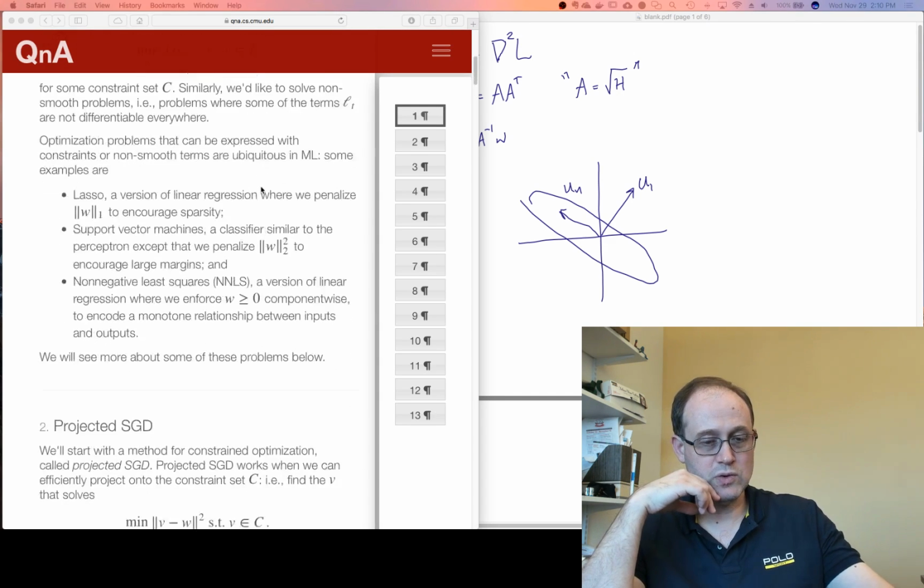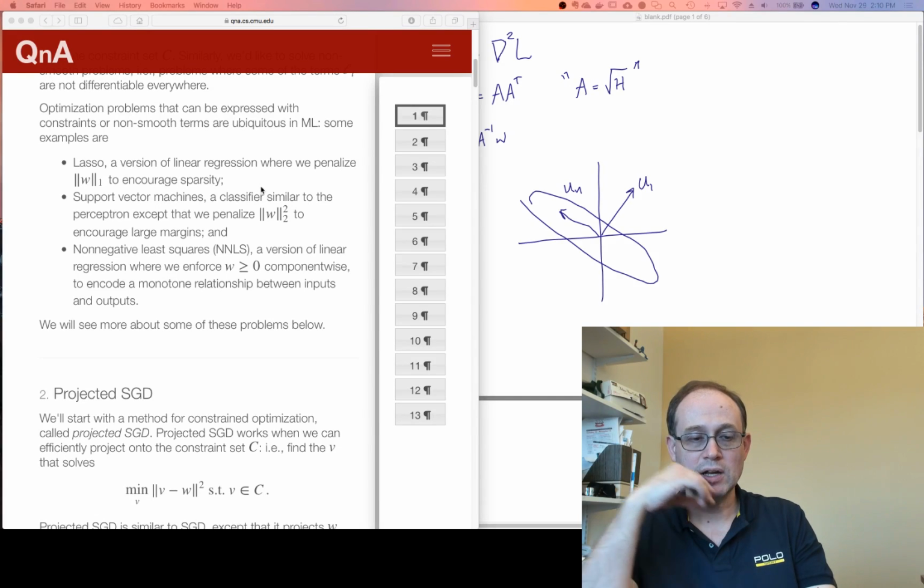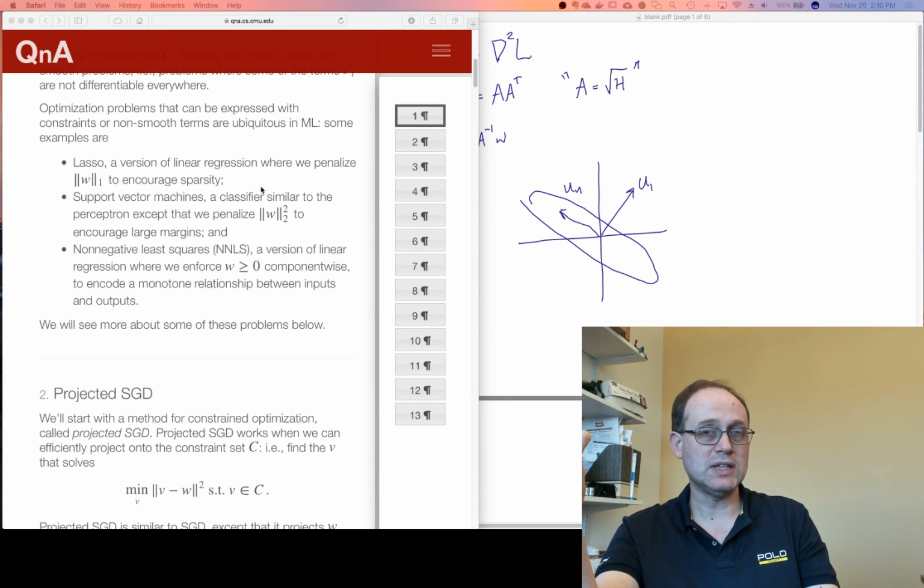So a few common examples are lasso, which is a variable selection method based on penalizing the L1 norm of your weight vector. Support vector machines, which are a constrained optimization. They're basically like perceptrons. They're a linear classifier, but they're looking to optimize the margin of classification.